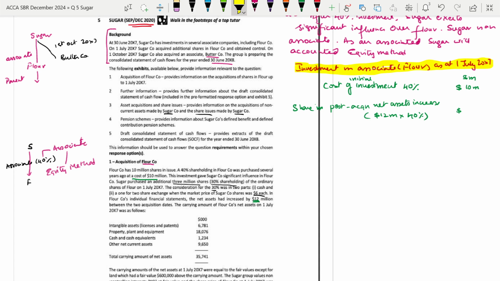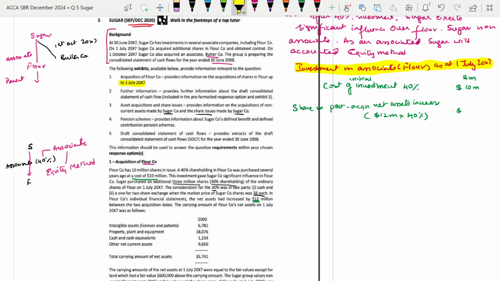31st July 2007. See what they have said? They have said that they have acquired, providing information on the step acquisition of Floor, up to July 2007. Till July 2007, they have 40% share. After July 2007, they have increased the share by 30%.